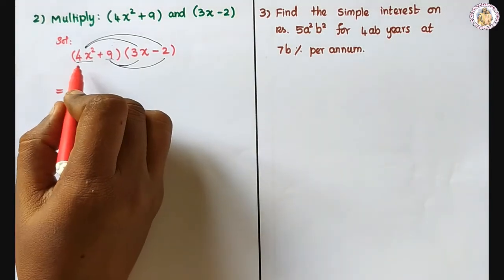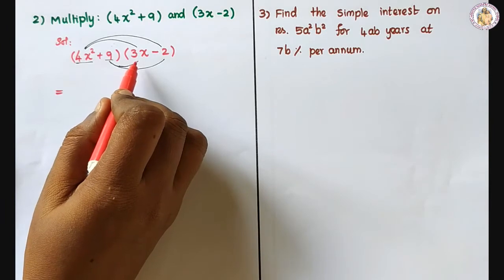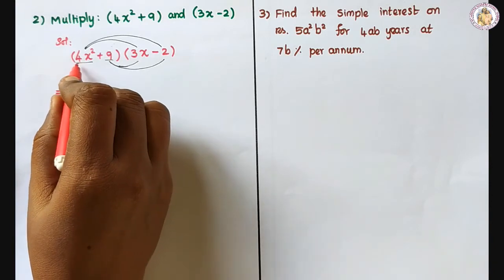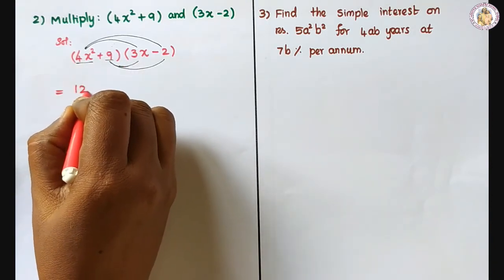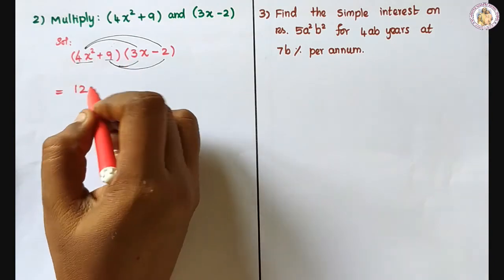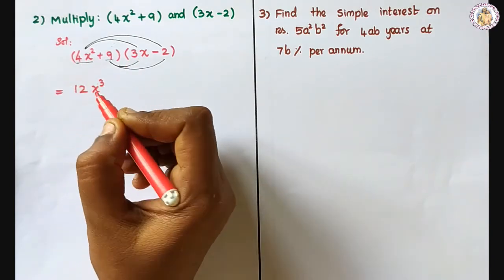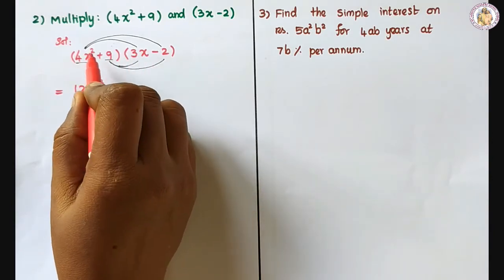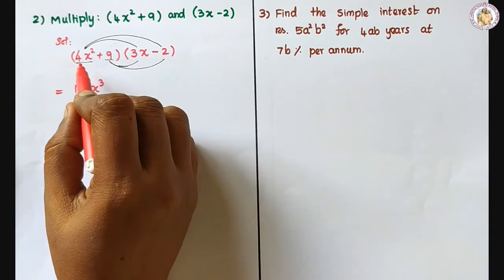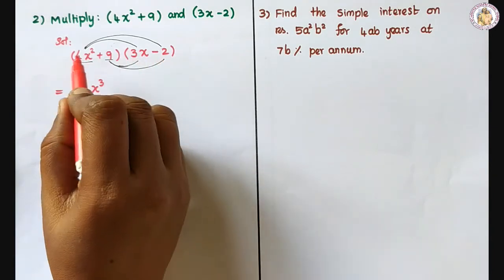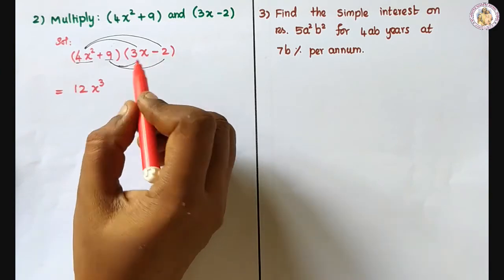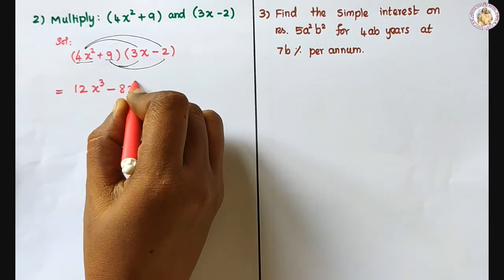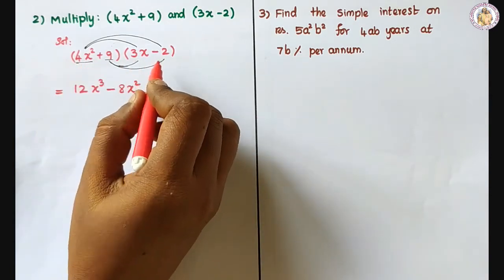Listen, first 4x squared into 3x, plus into plus, plus 4 3s are 12, x squared into x, x cube, base are equal in multiplication, add the powers. So 2 plus 1, 3. Next one, multiply with second term, plus into minus, minus 4 2s are 8x squared, 4x squared into 2, 8x squared.